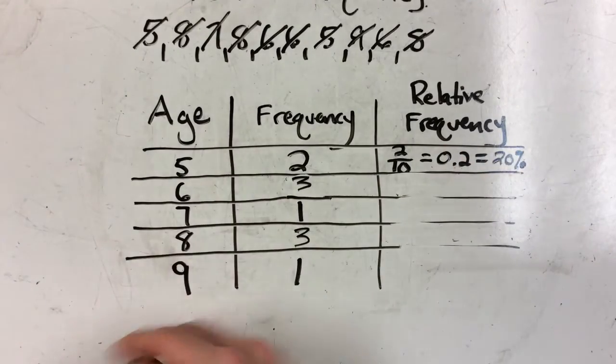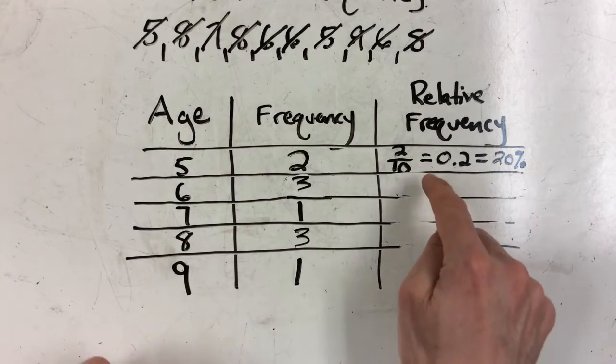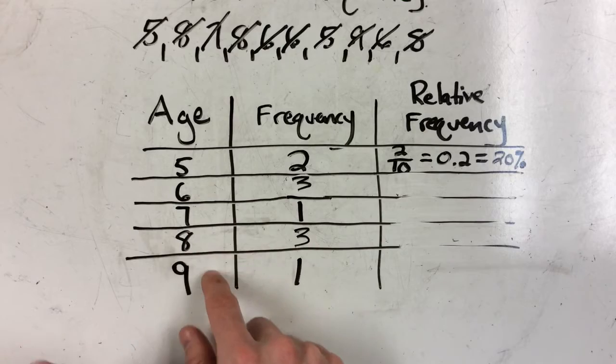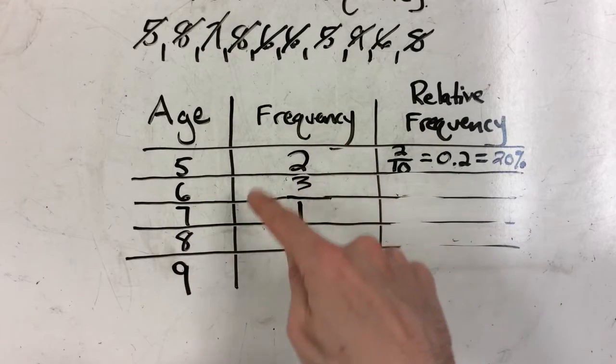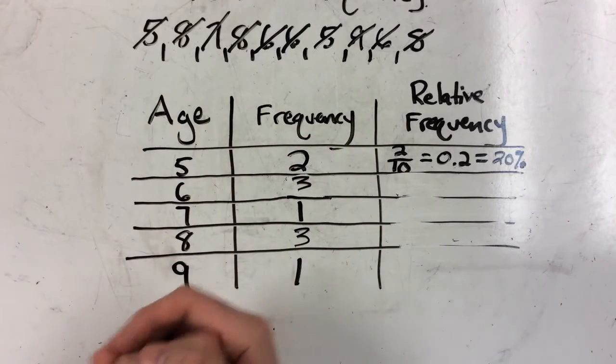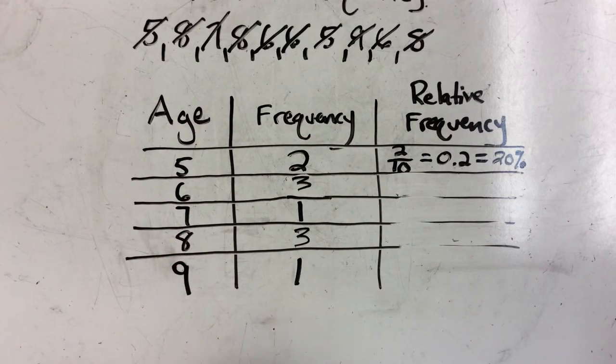Now knowing that, pause the video and try to get the relative frequencies for the other ages, 6-year-olds, 7-year-olds, 8-year-olds, and 9-year-olds. Again, by looking at the frequency compared to the total. Pause the video and go for it.